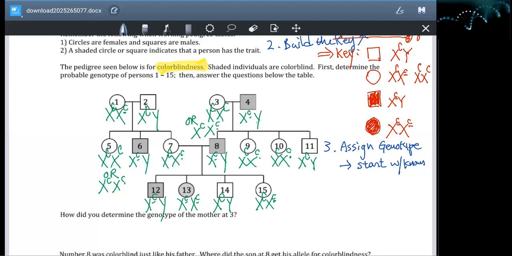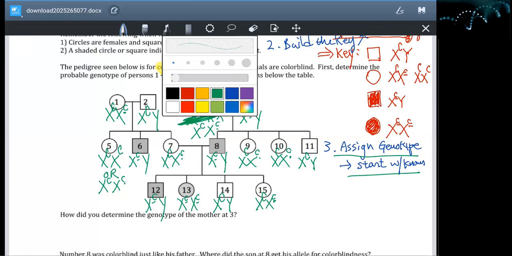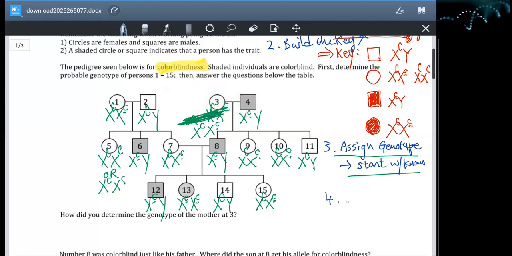What are you talking about? Okay, let's look at, because the son is affected, where did he get his Y? From dad, right? So where do you think he got his affected X? Is it from dad? No, he got the Y from dad. So he has to get the affected X from mom. So mom has to be heterozygous to give him that little c. Does that make sense? So we have finished assigning our genotype. That's number 3. And now we can go and answer whatever questions. Okay, so let's look at what questions we have.